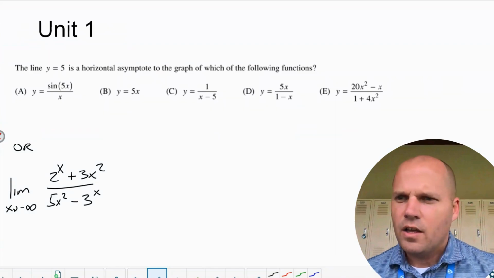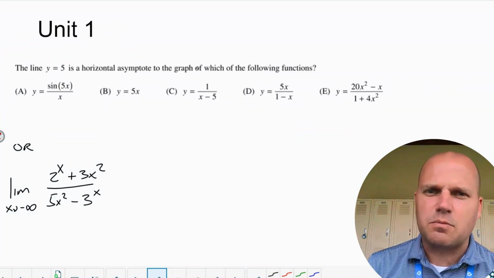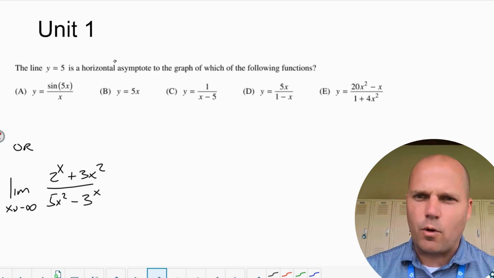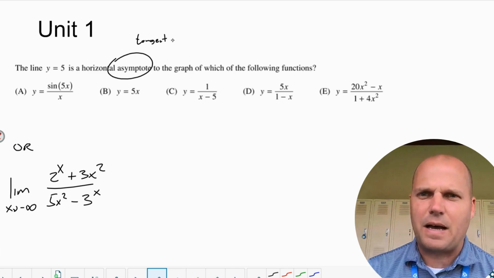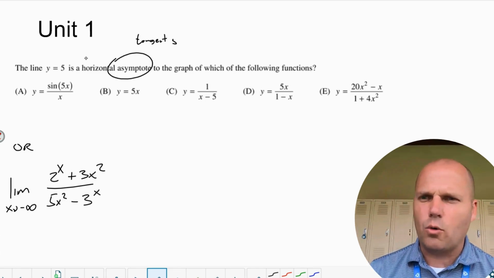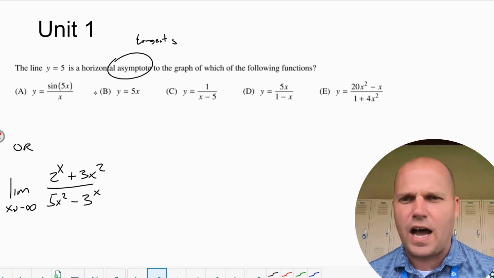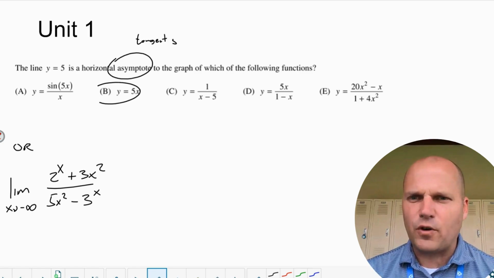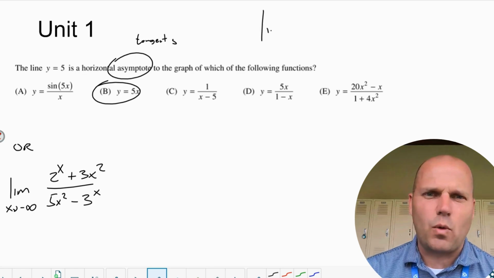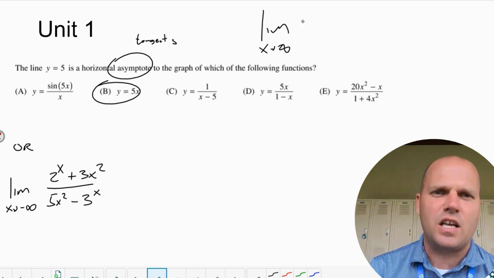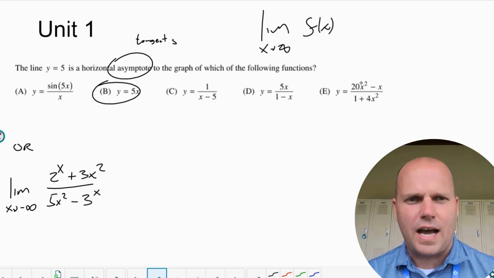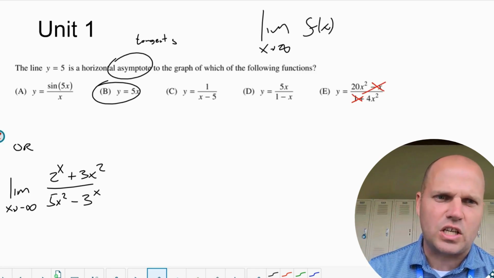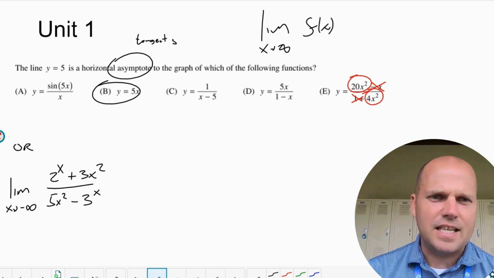Starting with Unit 1. Y equals 5 is a horizontal asymptote to the graph. Well, a lot of people forget what horizontal asymptote means. We talk about horizontal tangents, so we're thinking about tangents that equal 0, or tangents whose slope is 5. A lot of us probably forgot that horizontal asymptotes are when we are looking at the limit as x approaches infinity of a function. And when you plug in infinity, we got different rules. We got things that are insignificant versus things that are significant. And it's the idea of what do you get when you plug in infinity?